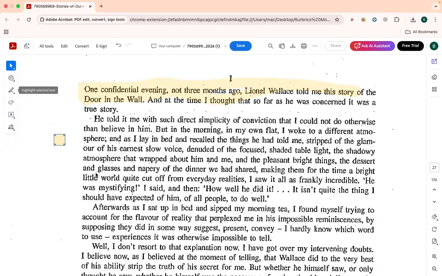That Wallace told me the story of the door in the wall, and at the time I thought that so far as he was concerned, it was a true story. Okay, all right. This is the line which actually tells us how the story is linked with one of the themes, which is when he had shared making them for the time a bright little world, quite cut off from everyday realities. So this part of the story is very much linked with one of the themes, which shows reality versus illusion.